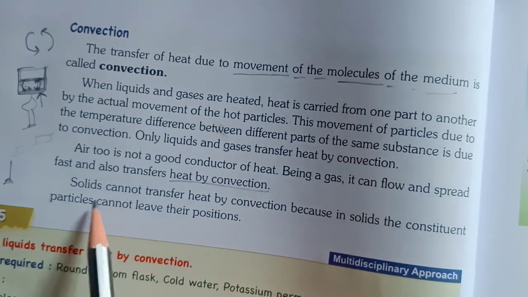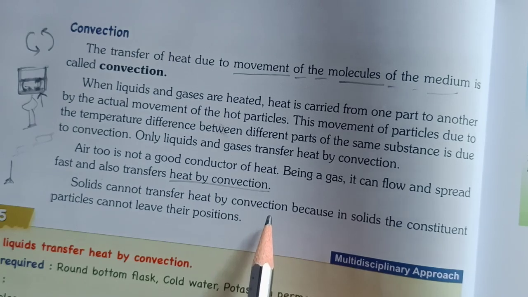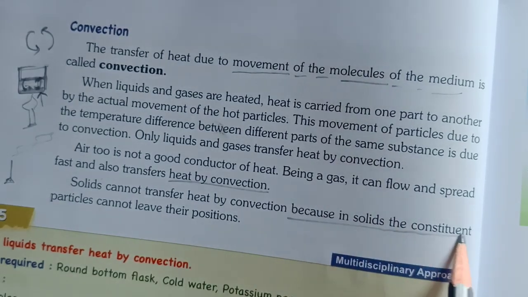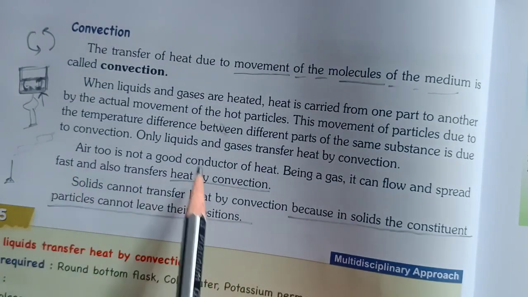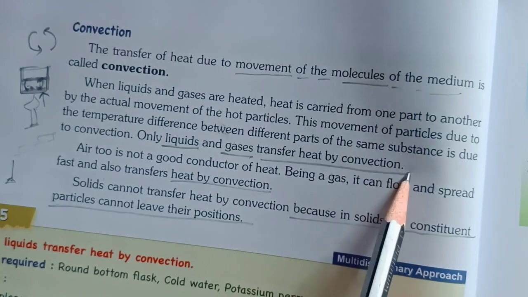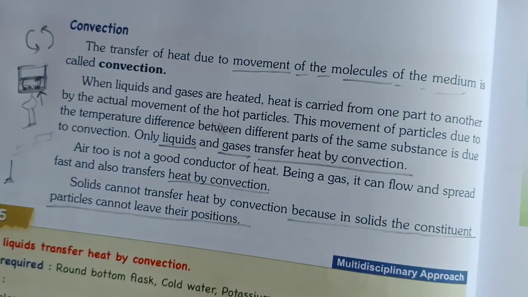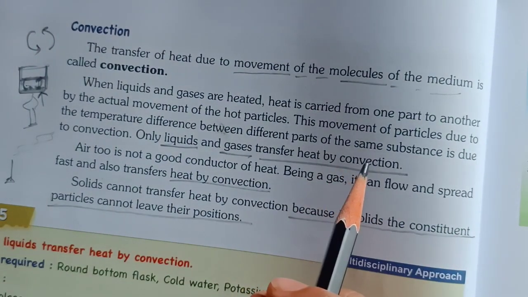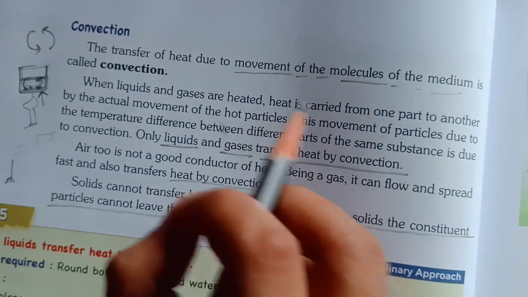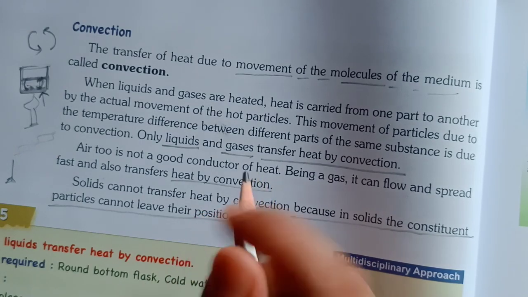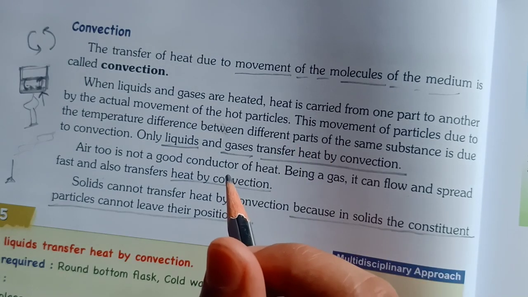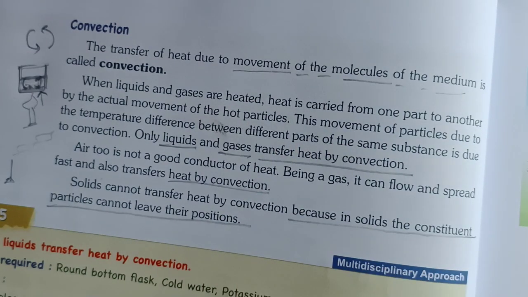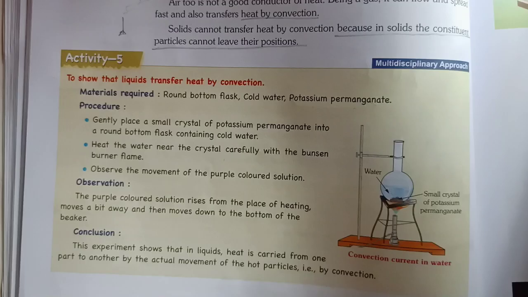Now solids cannot transfer heat by convection because in solids, the constituent particles cannot leave their position. Like in case of liquids and gases, the convection process is possible because the molecules or the particles can move from one place to another and transfer heat. But in case of solids, the particles are fixed, like in case of the copper rod, particles are fixed at their position. They cannot move from one place to another. That's why only the conduction process is possible, not the convection process.